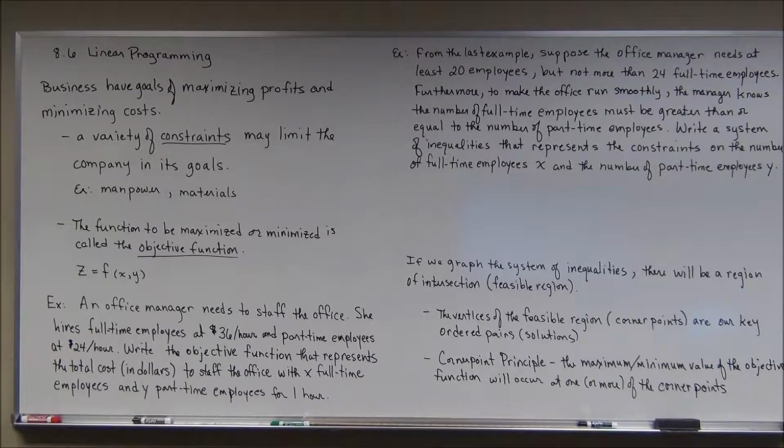Businesses typically have goals to maximize their profits, minimize their costs. And because there are certain things that affect this, whether it might be labor or cost of materials or increasing prices in energy, whatever it may be, what we call constraints, businesses have a number of constraints that may affect how they attain their goal. And so what we're going to do is try to look at these goals and constraints mathematically.